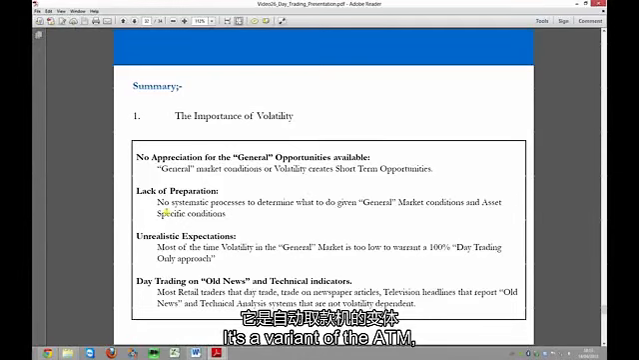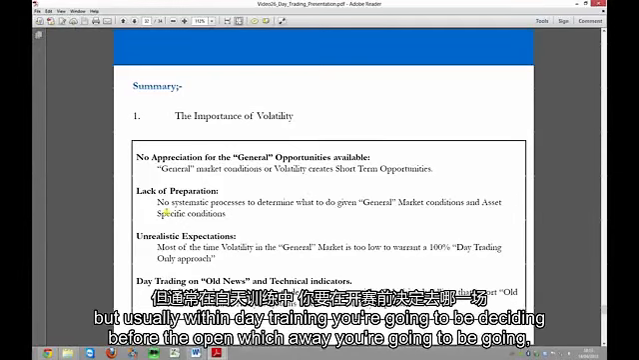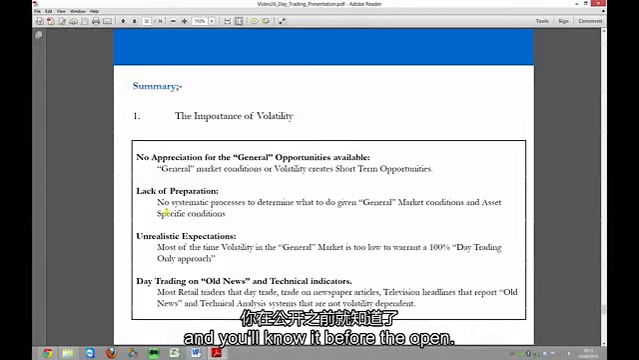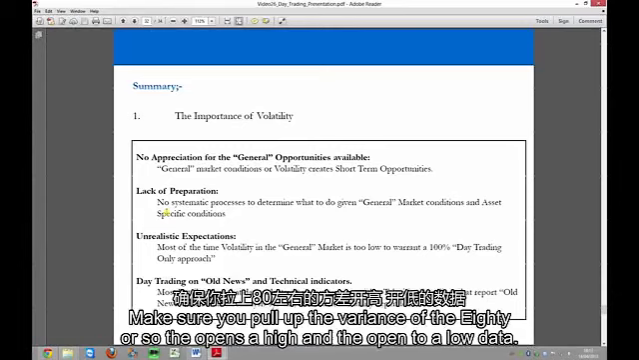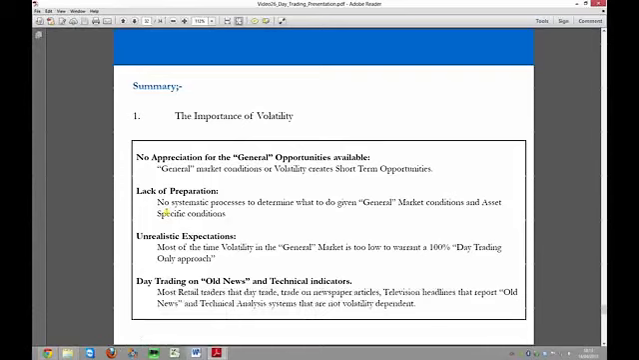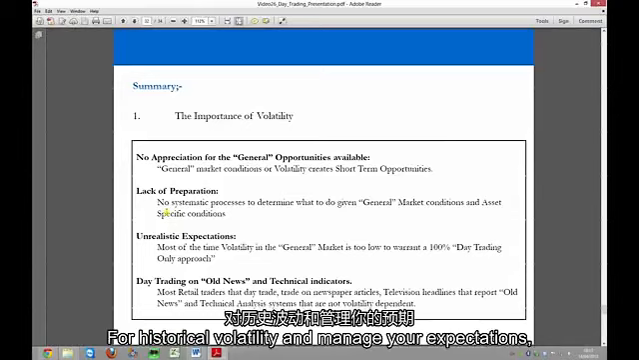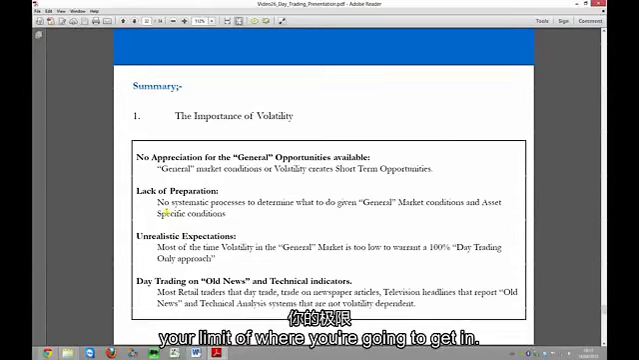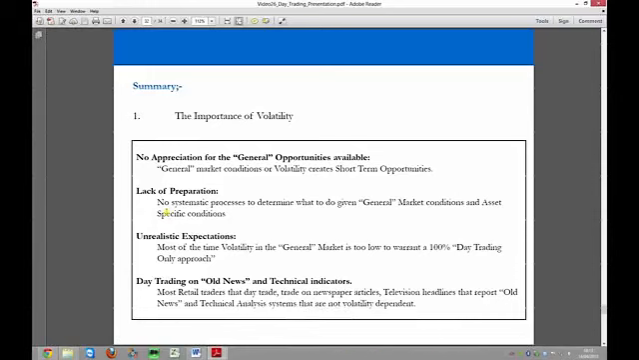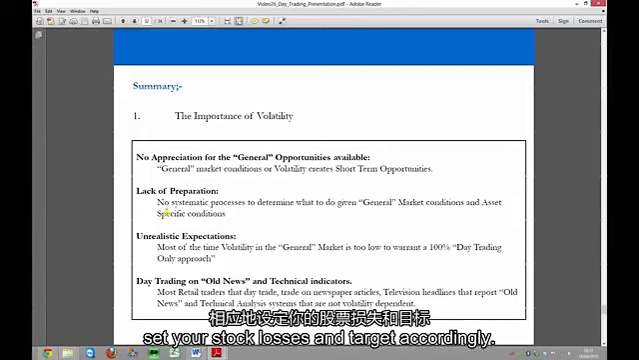It's a variance of the ATR, but usually within day trading, you're going to be deciding before the open which way you're going to be going. You're either going to be going long or short, and you'll know it before the open. Make sure you pull up the variance of the ATR, so the open to high and the open to low data for historical volatility, and manage your expectations, know your limit of where you're going to get in, know your risk reward, set your stop losses and targets accordingly.